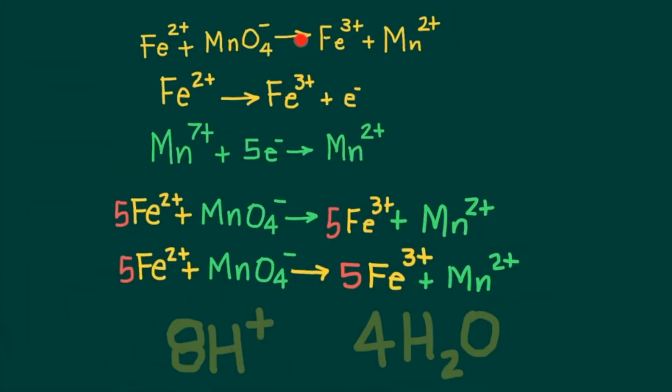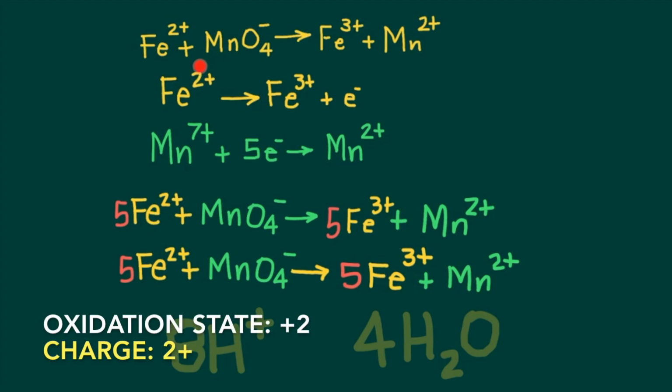This is the equation that must be balanced. Out of this equation, you need to first take out the two half equations. So iron with oxidation state positive 2, and it's important to note that here this is the charge and not the oxidation state. The oxidation state should be written as positive 2 and the charge is written as 2 positive. We see that the oxidation state changes from positive 2 to positive 3.